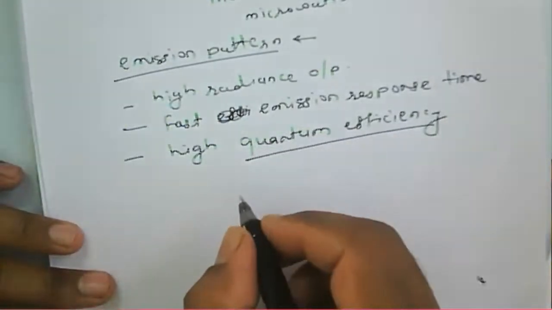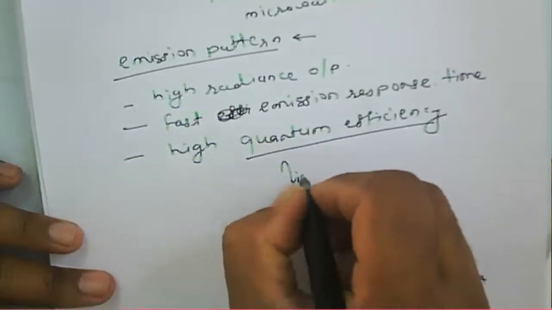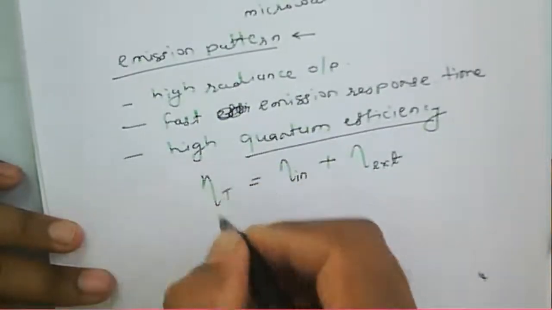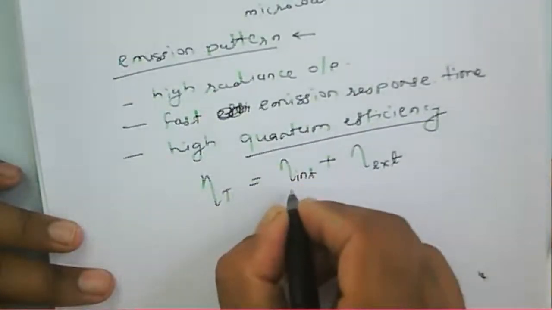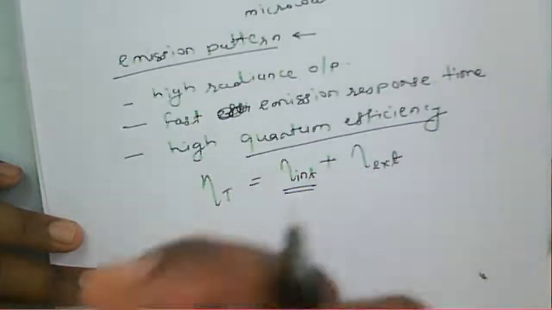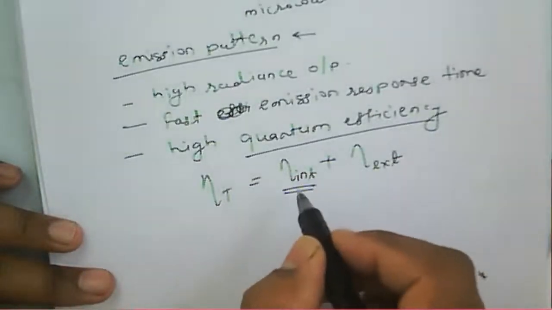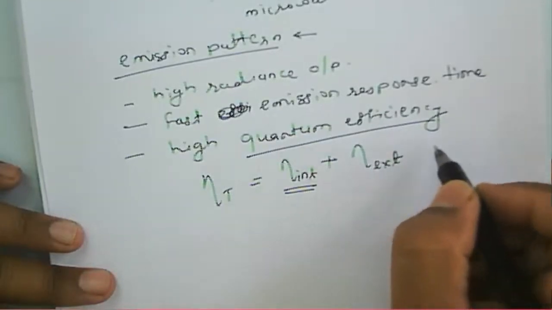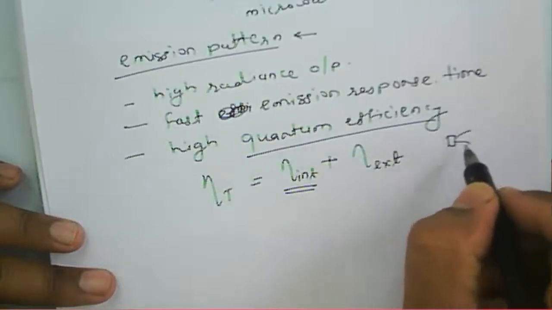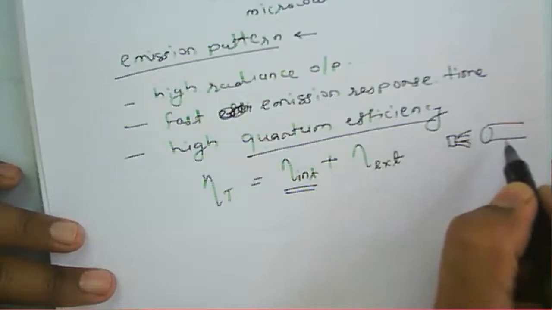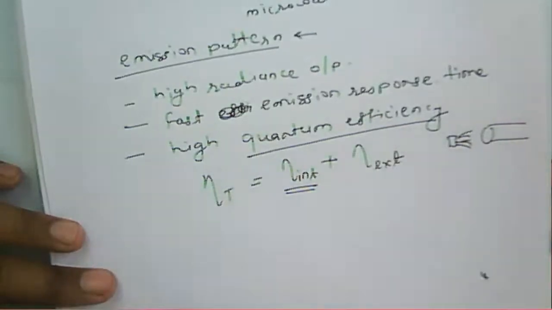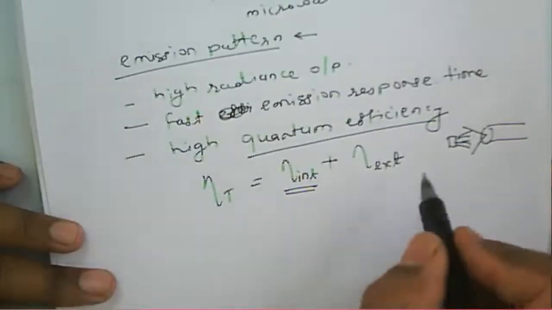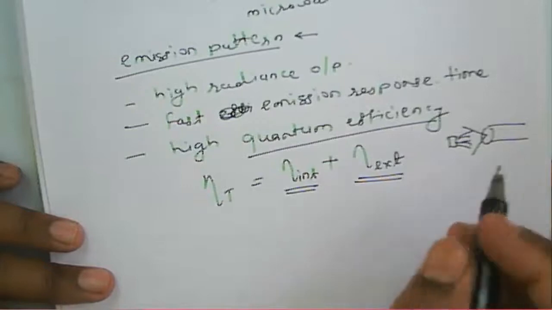Then in the quantum efficiency, we have the internal quantum efficiency and the external quantum efficiency. That will be the total quantum efficiency. Internal quantum efficiency means what? Inside a given material, inside a particular junction, that light is emitted. So that's why it is called the internal quantum efficiency. In the case of external quantum efficiency, whatever light is emitted from this diode will be accepted by the fiber. That is the external quantum efficiency. So if you consider the efficiency, we need to take the external quantum efficiency of the diode.